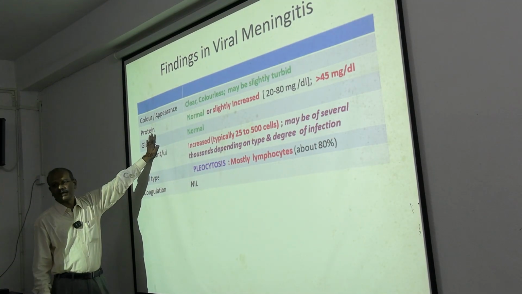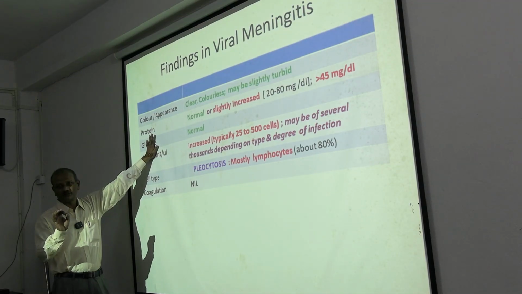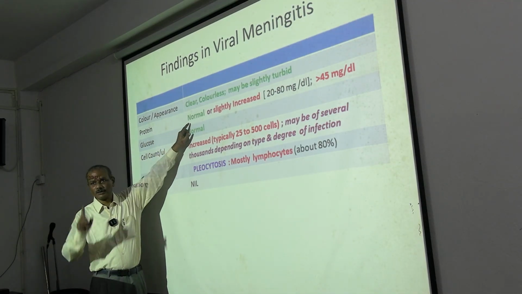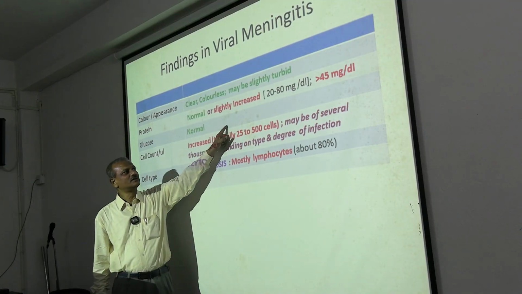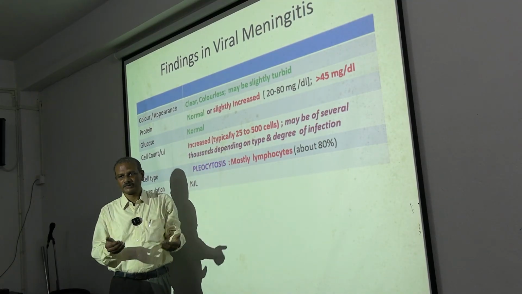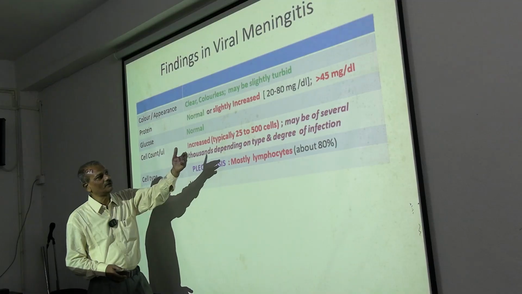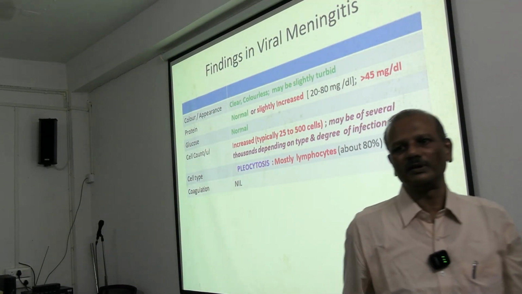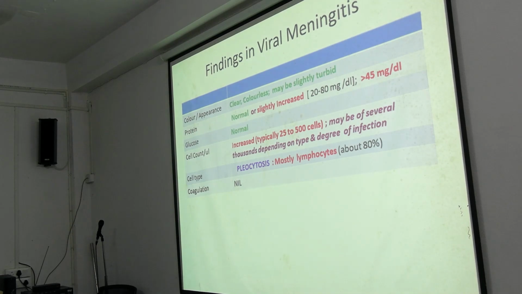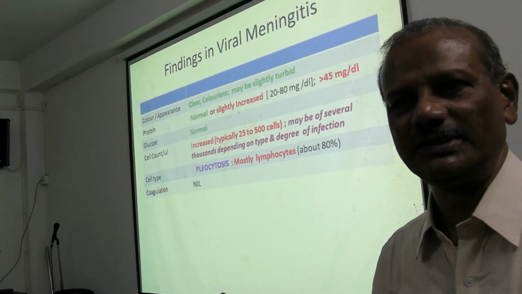Protein. Again, I am telling you, if it is in the early phase, you may be getting it in the higher normal range, or maybe slightly increased. But if the disease presents at a little advanced stage, then the figure will at least not be 45. More than 45 will be the picture in viral meningitis, and that will be a clue to viral meningitis.